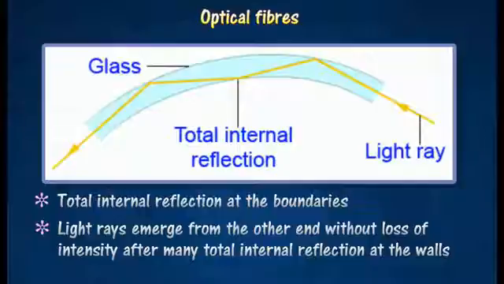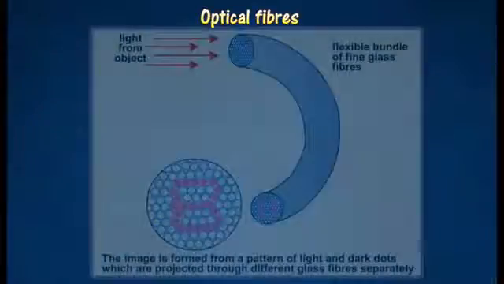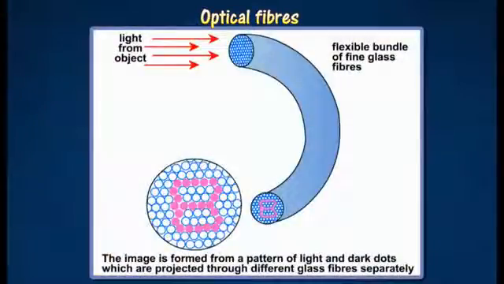After many repeated total internal reflections at the walls, the light rays emerge from the other end without loss of intensity. A bundle of parallel fibers is used to construct an optical transmission line for transferring the image of an object from one point to another.